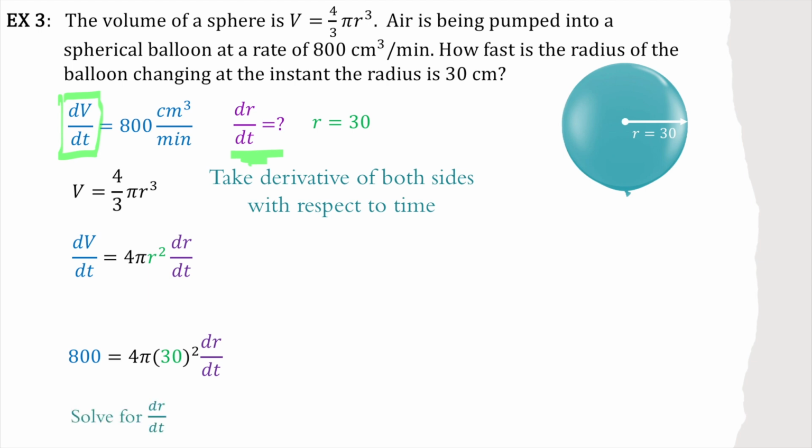So we'll divide both sides by 4 pi 30 squared. And actually, you can leave it right like that. You don't have to simplify those numbers unless you want to. And I don't want to right now. So I'm going to stop there. And the only thing left is to add a label. So we're doing the rate of the radius. That's one dimension. So that's just centimeters per minute.